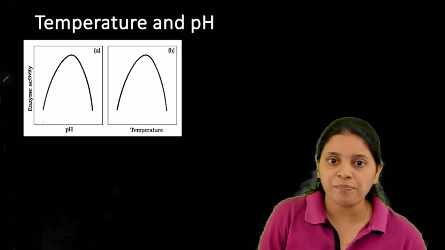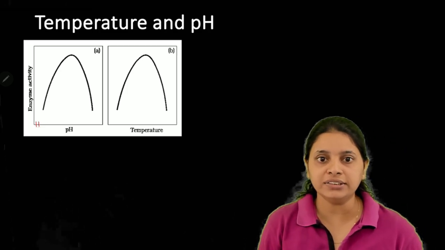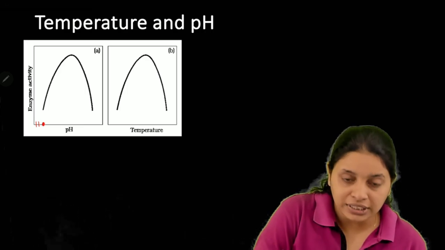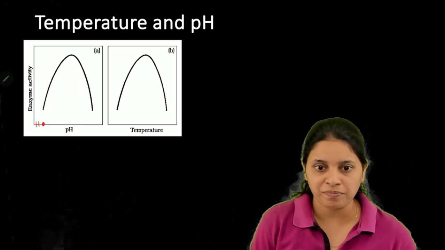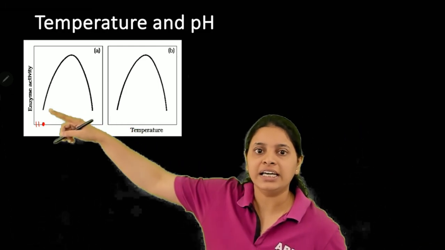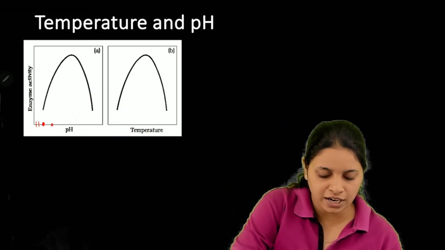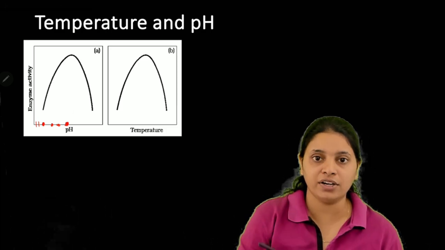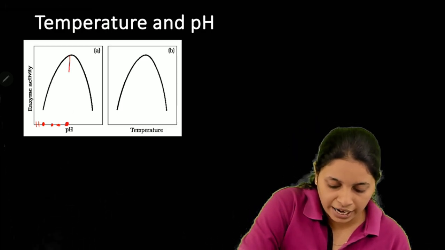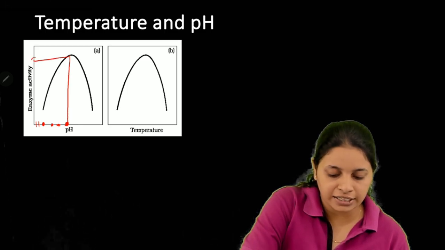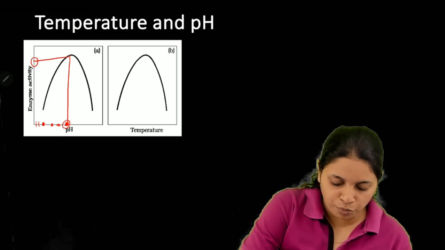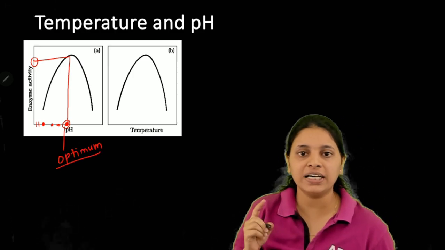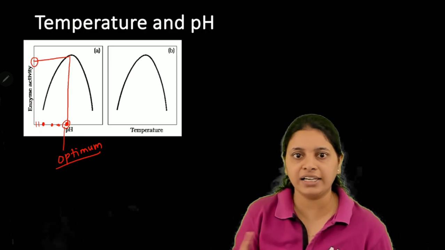So, if you see, at low pH points, there is no activity of the enzyme. And at a particular pH point, the enzyme activity is started. And then slowly it goes on increasing as you increase the pH points, right? At a particular pH, let's say here, the activity is highest. This particular pH point is called optimum pH. This is where the enzyme will do the best activity, highest activity.